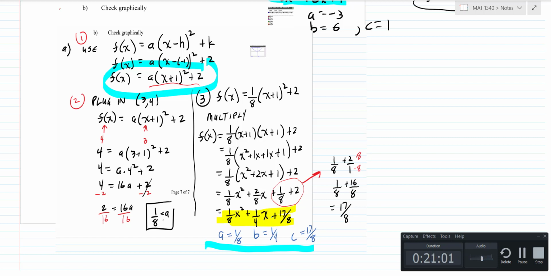Now notice in step 2, I take the point (3, 4): f(x) becomes 4, x becomes 3, so you end up solving this equation: 4 = a(3 + 1)² + 2. So there were a few little slip-ups on equation solving that were kind of minor that I tended to see.